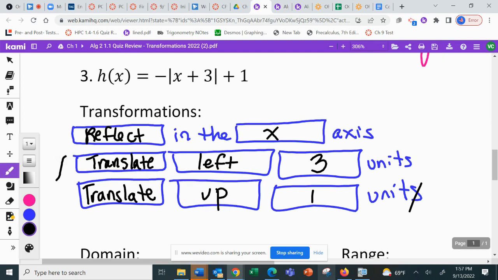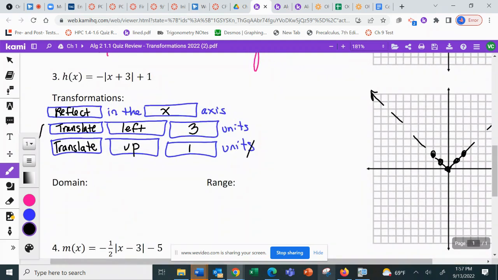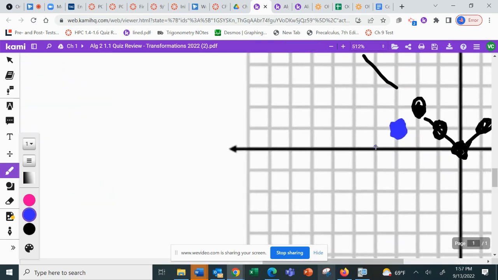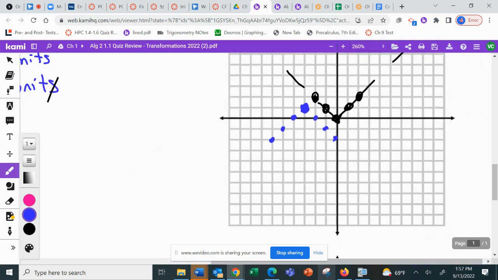Wait, did I graph this one? I didn't graph this one yet. So I'm going to move my vertex. Yeah, left 3, up 1. Left 3, up 1 for my vertex. 1, 2, 3. What'd you say? Okay, left 3, up 1. I know there's a reflection, so it's going to open down. There's no stretch or shrink. So we're still doing that same pattern of 1 for the slope, where it's horizontal, vertical, 1. And then you can use a straight edge to connect them. Oh, that was erase.